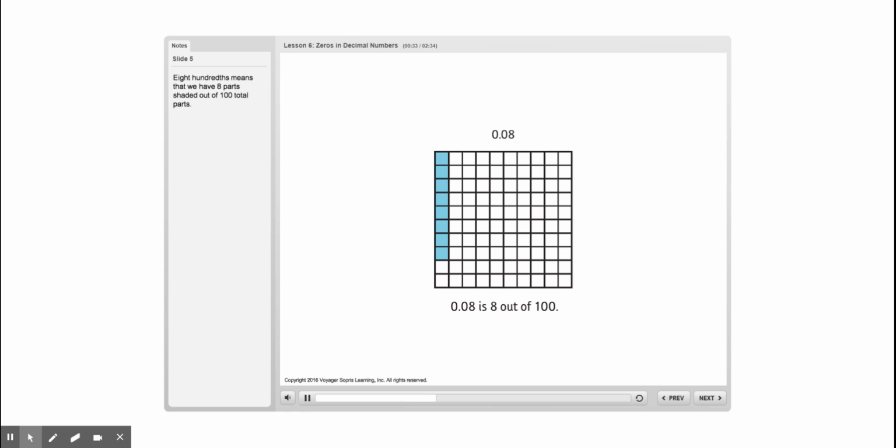8/100 means that we have 8 parts shaded out of 100 total parts. 8/10 means we have 80 parts shaded out of 100 total parts.